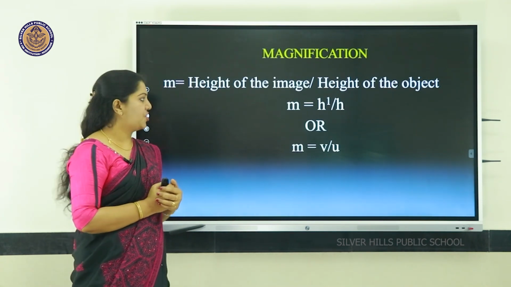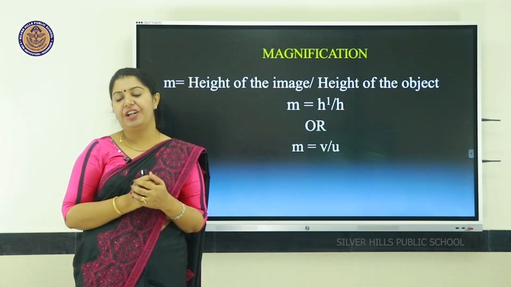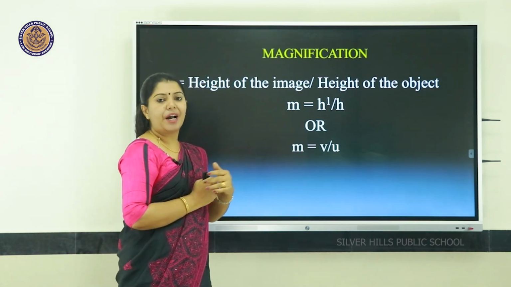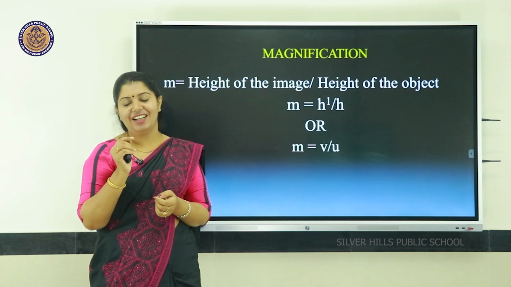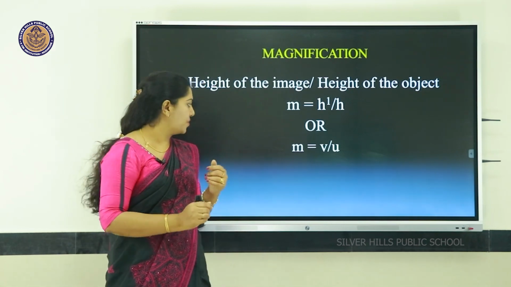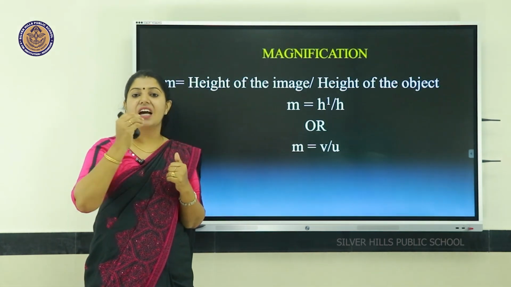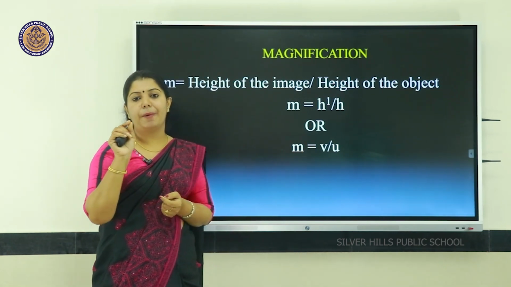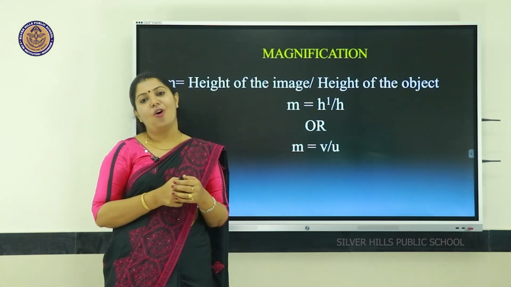Next one, magnification. Magnification is the ratio of the height of the image to the height of the object, that means M equals height of the image divided by height of the object. M is equal to H dash divided by H, where H dash is the height of the image and H is the height of the object. Or in another way, we can say in terms of image distance and object distance. Magnification M is equal to V divided by U, where V is the image distance and U is the object distance.